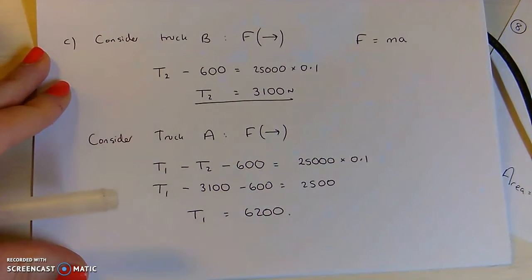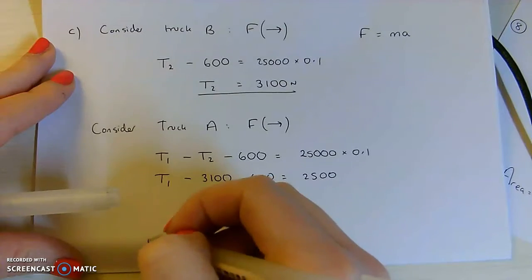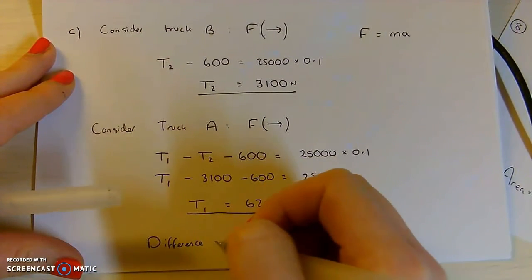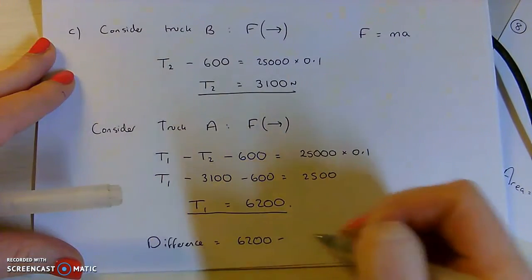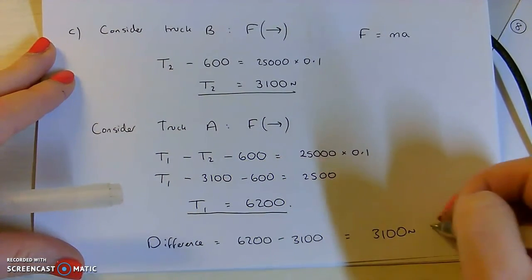Okay, however, let's just go back to the question. The question says, determine how much larger, and it's talking about the coupling between the engine and truck A compared to the truck. So I need to answer that question by finding the difference. Okay, so I'll write out a sentence, the difference, 6,200, take away 3,100, so 3,100 newtons bigger.